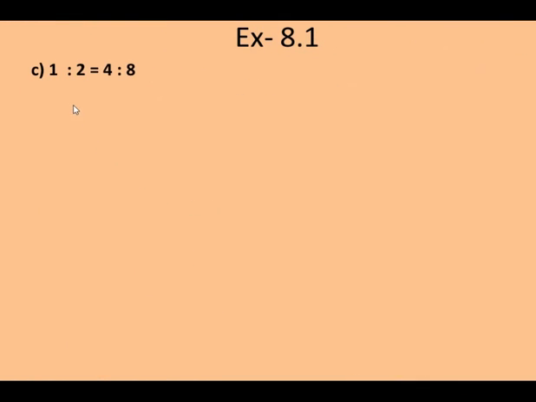Then what we are having, 1:2 equal to 4:8. So again write in fraction. So reduce to the simplest form. 4 upon 8 can be written as 1 upon 2, simplest form. So we have got true answer. Both ratios are equal.